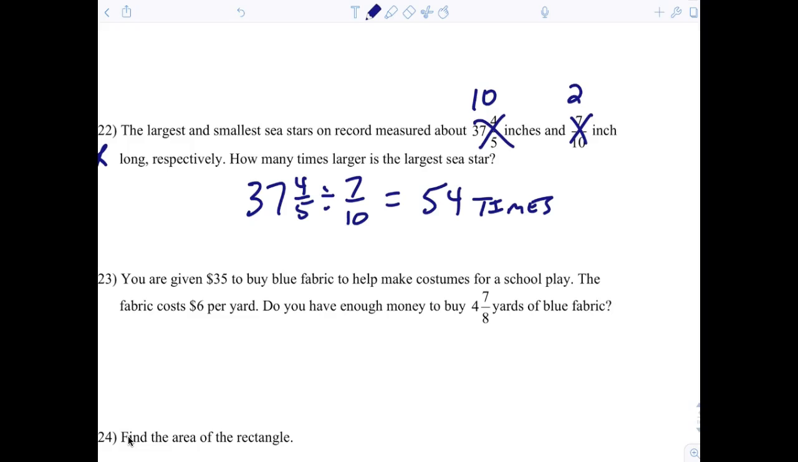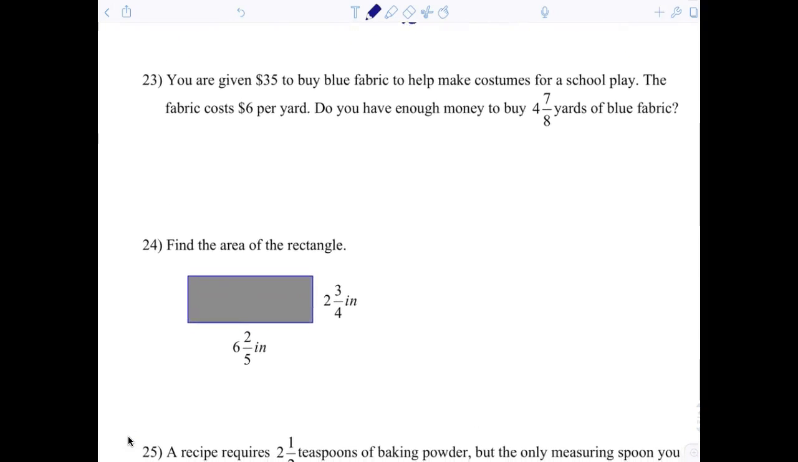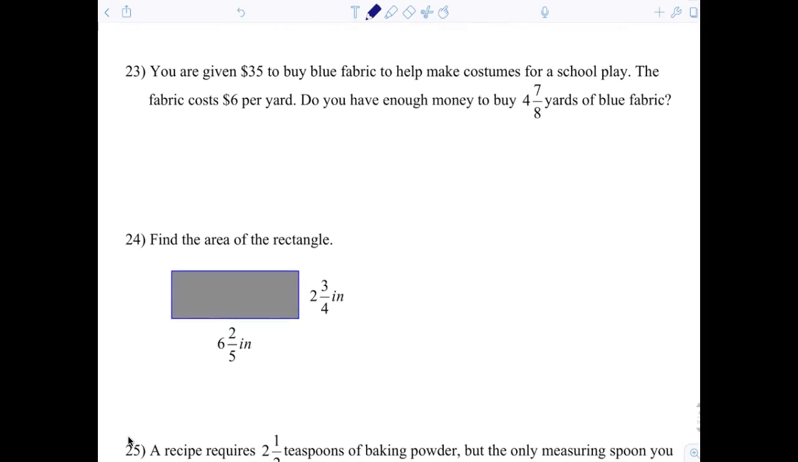Good job. All right, let's take a look at 23. Mia, you're up. Read it. You are given $35 to buy blue fabric to help make costumes for a school play. The fabric costs $6 per yard. Do you have enough money to buy 4 7/8 yards of blue fabric? What do you think? There's several ways of doing this. What'd you multiply? 4 7/8 times 6. Beautiful. Exactly correct.